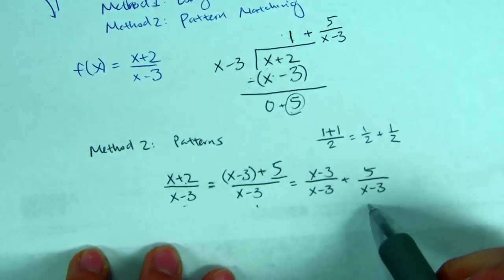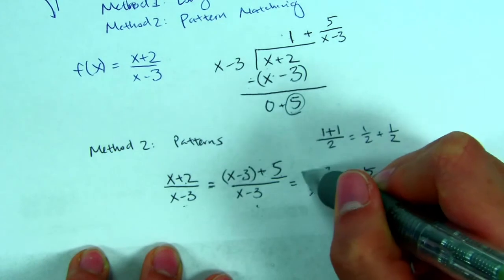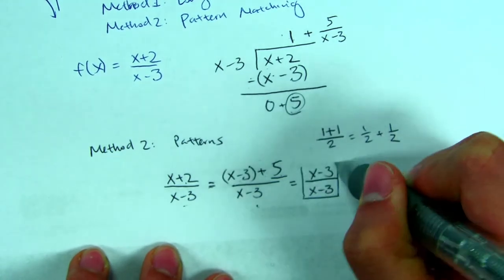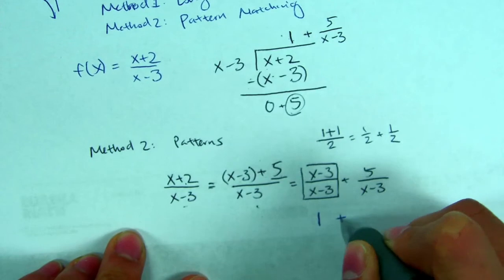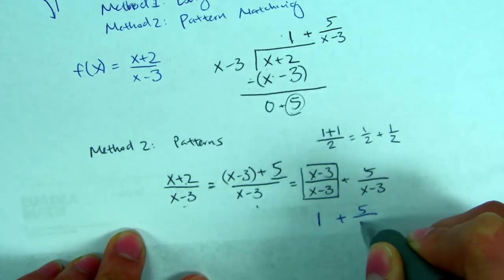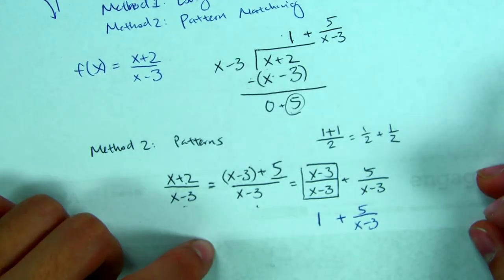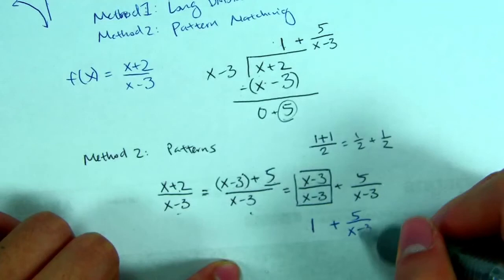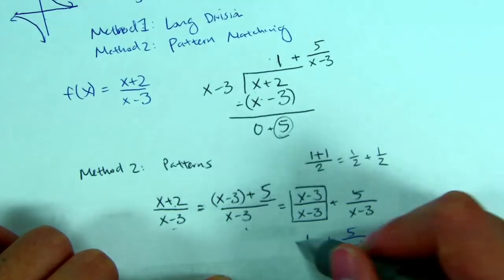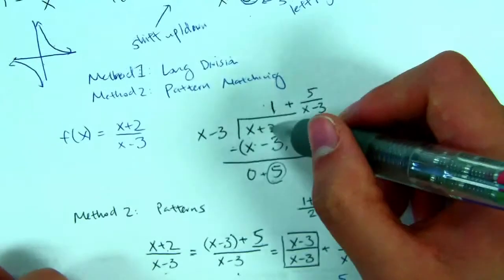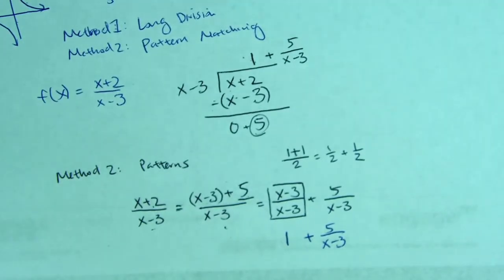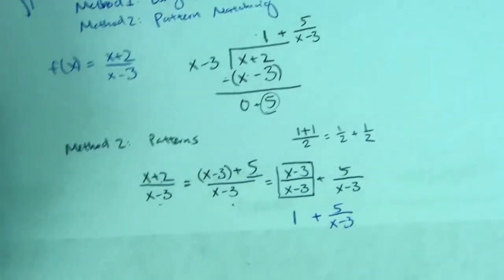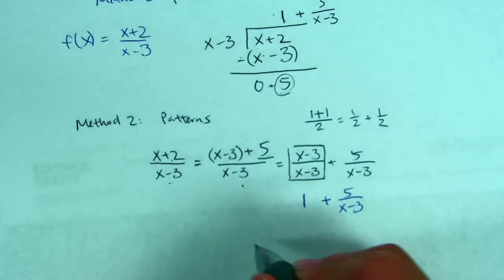Okay, so once I have that, you will notice that x minus 3 divided by x minus 3 is just equal to 1. And I have my remainder 5 over x minus 3. Take a look. This answer here is the same thing as our answer from method 1. So the two methods give you the same solution. It's just two different ways of solving the question. Okay, so now that we've divided, what do each of these variables mean?